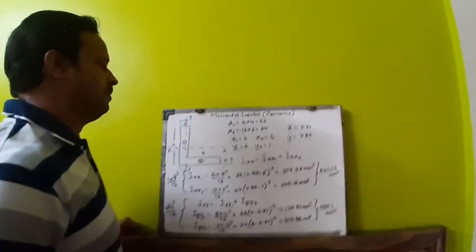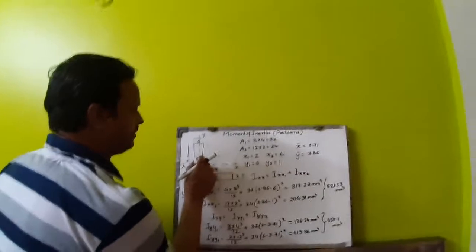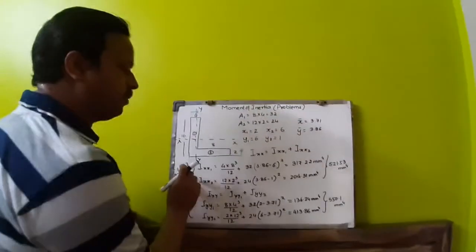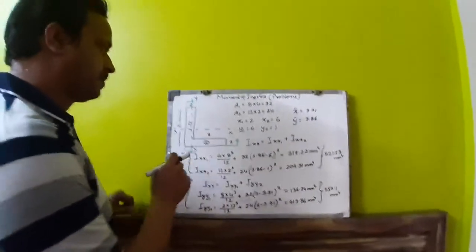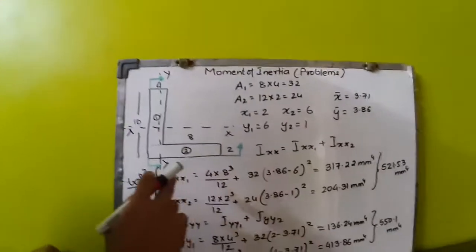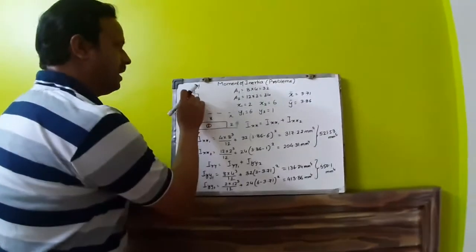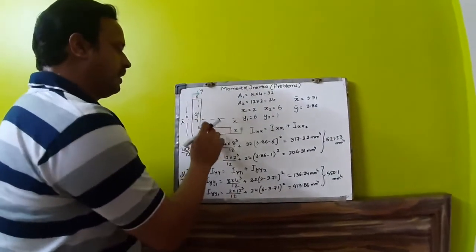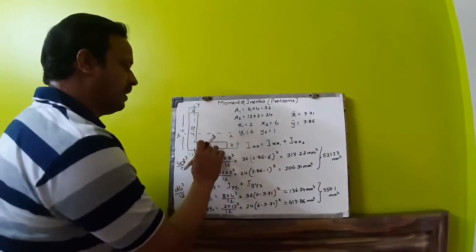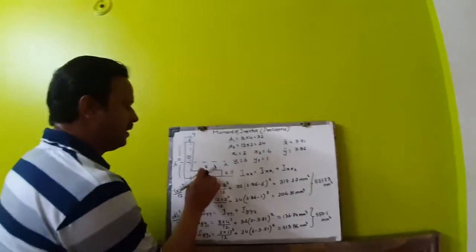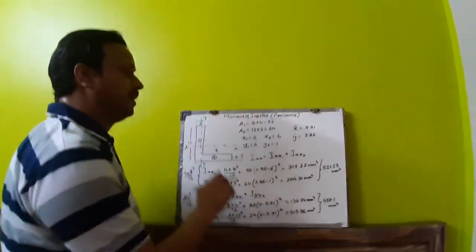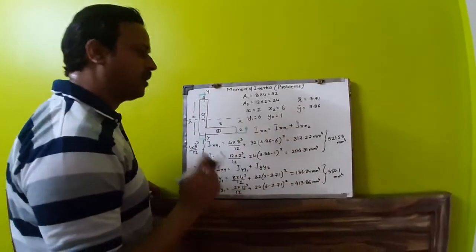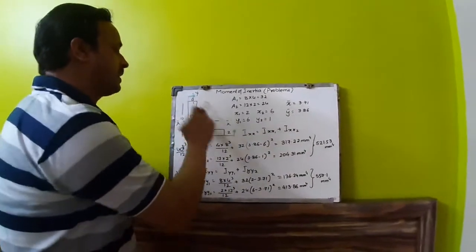If you come to this problem, this Ixx1, this BD cube by 12 that we have derived, is about its own centroidal axis. If you look, this problem has three centroids. One is the centroid of body 1, that is somewhere here, half of x, half of y. If you look at body 2, it has another centroid, half of y and half of x. And there is a third centroid, which is the centroid of the entire body. You are asked to determine the moment of inertia about the entire body.